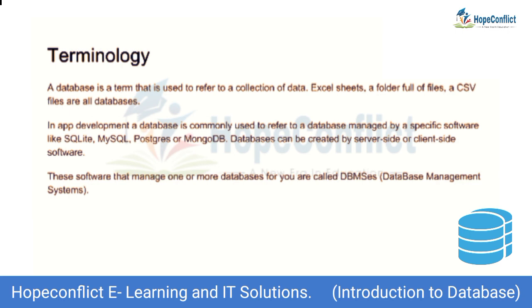So just to make the terminology clear, when we use the word database, a database actually refers to a collection of data. So an Excel sheet, a folder full of files, a CSV, these are all databases, right? But each of these databases are managed differently. For example, Excel sheets and a folder full of files are managed manually, they are not managed by software automatically. And so software that manage these collections of data and manage these databases are called DBMSs, so database management systems. So in web application or in application development, frequently when we use the word database, we actually mean DBMS, but we'll be using them interchangeably.